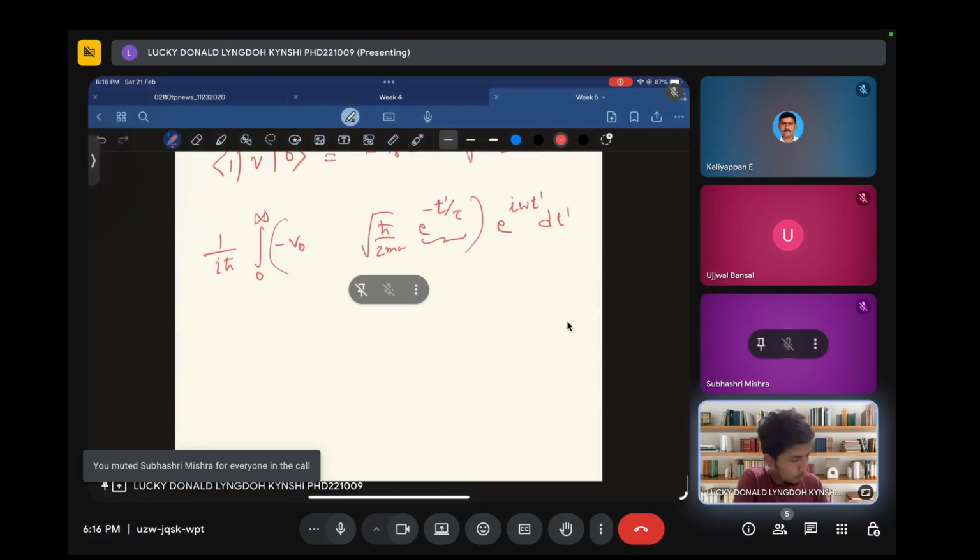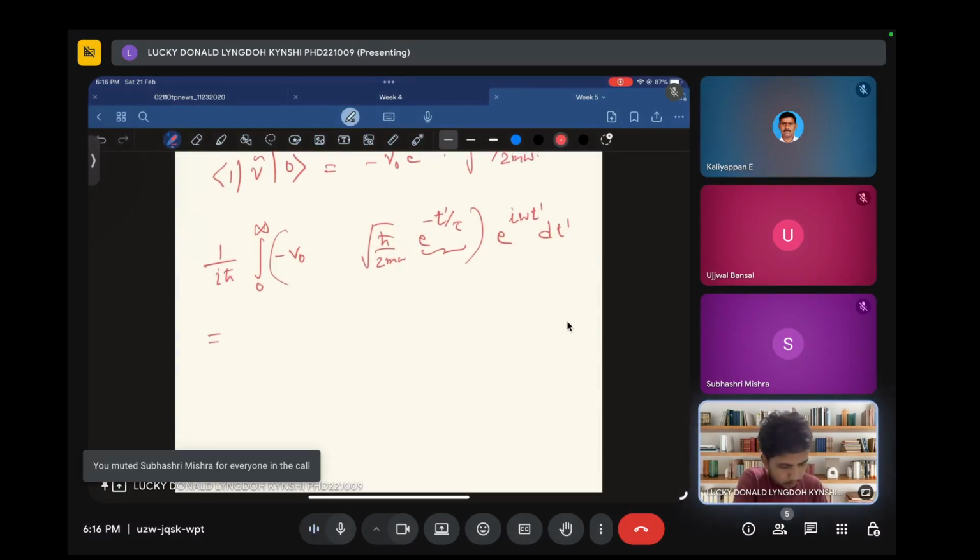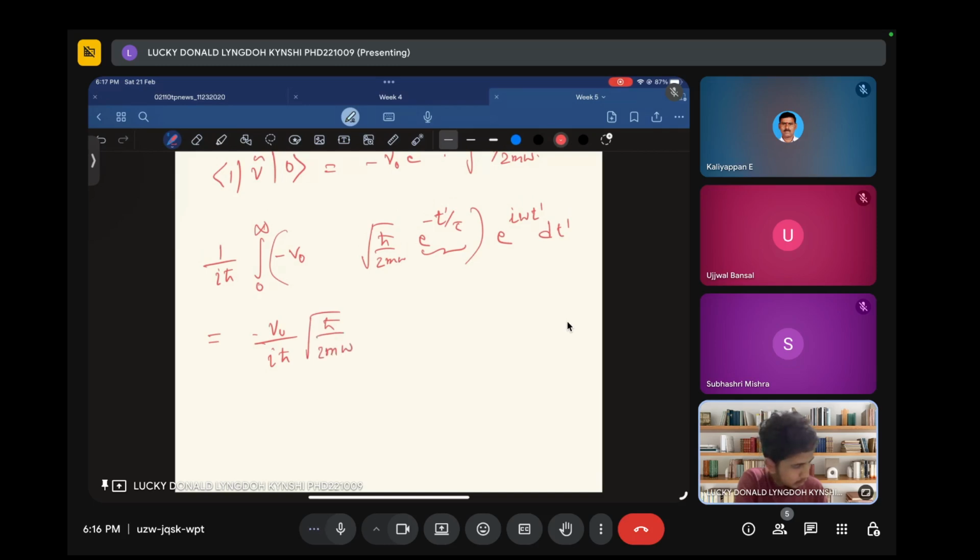Okay, so what will happen to this integration? We get minus v outside, and the i h cross you can take as it is. h cross you can also take outside the integration, and you will get only the integral from 0 to infinity of e to the power of (i omega minus 1 by tau) t prime dt prime. You take t prime common, and you get minus 1 by tau t prime. Okay, then you do the integration for this.